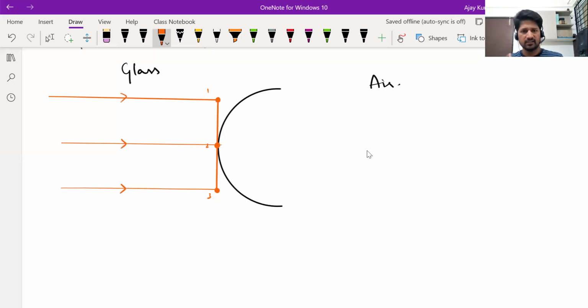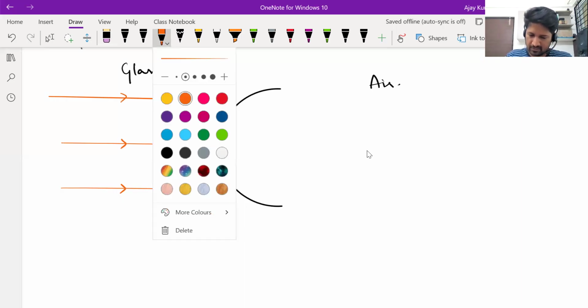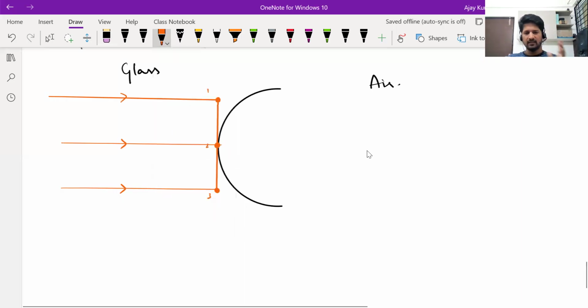Okay, now the wavefront has just arrived at the interface. Imagine them producing wavelets. In glass, the wavelets or the disturbance travels slower. In air, it travels faster. Obviously, that point you have to keep in mind to answer this.